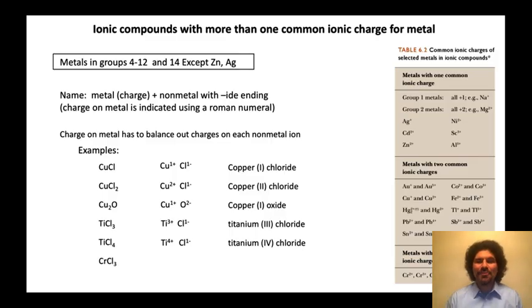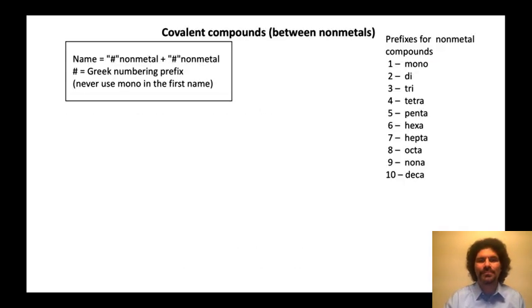Okay, and then one example from this bottom part of the table, CrCl3. So this is worked out exactly the same way as with titanium. So there's 3 chlorines, they're -1. So therefore chromium in this case is 3+, and we call this chromium 3 in parentheses chloride. Okay, so that deals with ionic compounds.